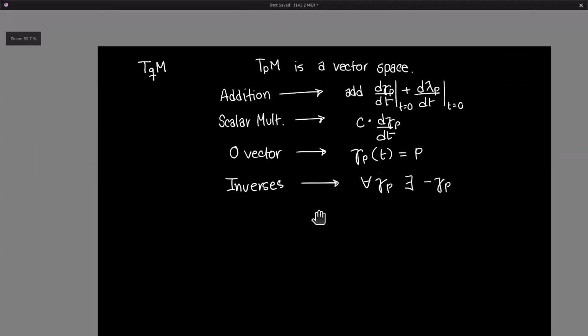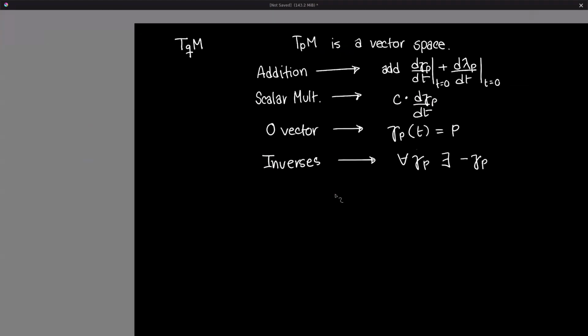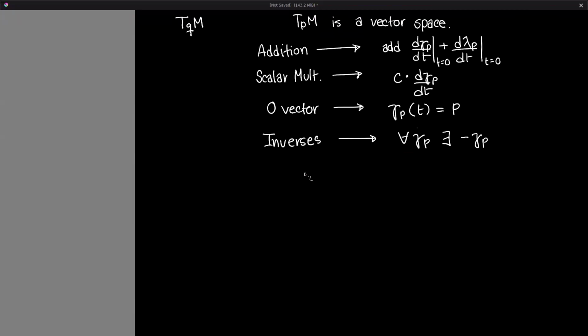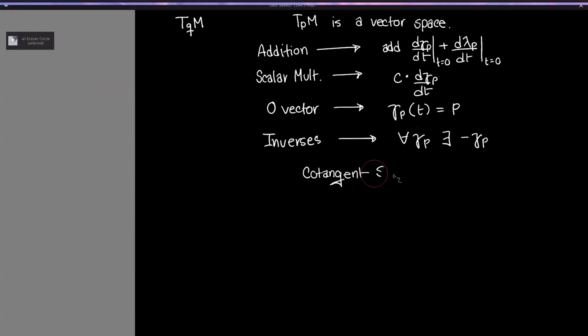Okay, so that's it for TPM. And now we're going to define its cousin, cotangent space. And that will be the last point for our lecture today. Cotangent space. Oh, right. Before we talk about cotangent spaces, I forgot to mention something.